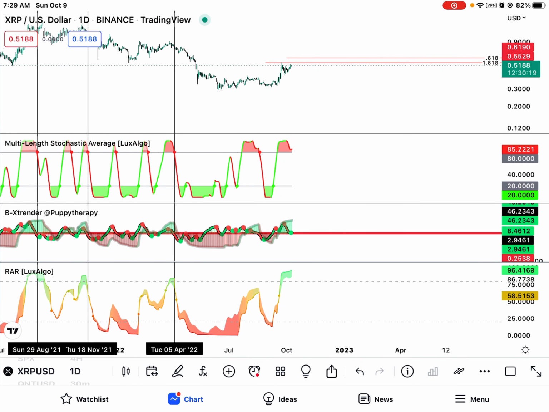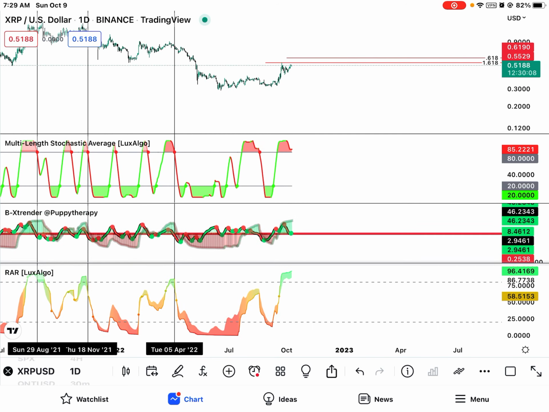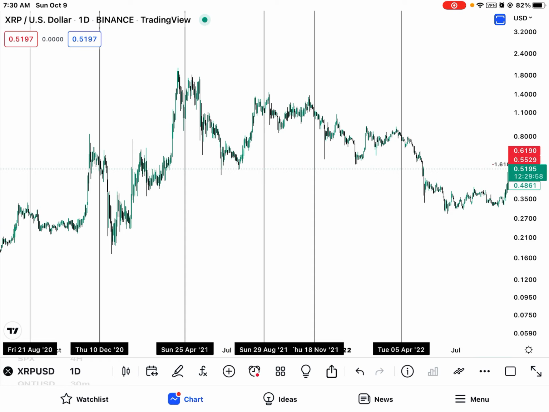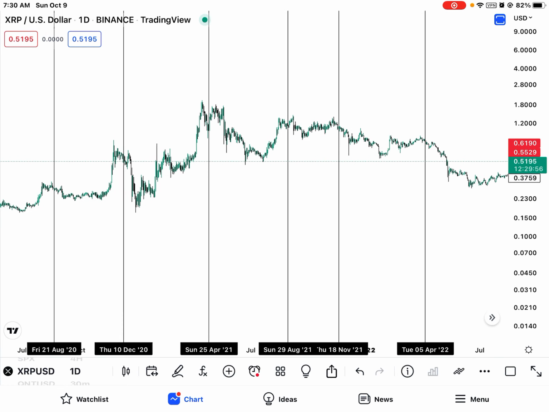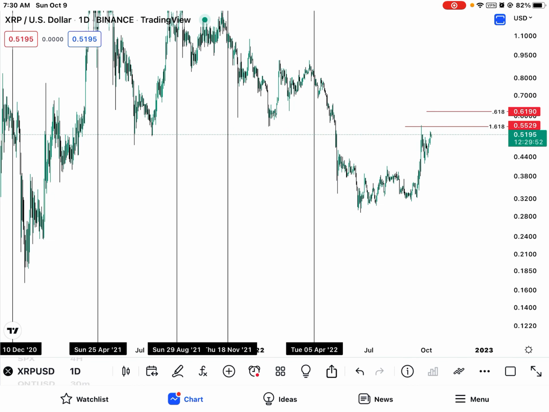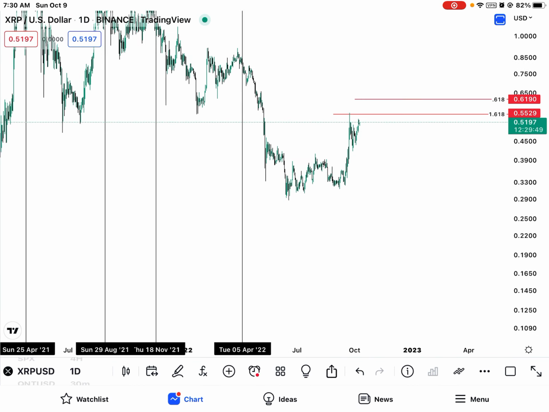And what's it doing right now? It hasn't flashed red yet, but it looks like the BX trender is touching the 0 line, the RAR, this bottom indicator right here, is oversold, and the multi-length stochastic is about to flash red. You can see that every single time we drop 45%. Now that doesn't go to say that we're going to drop, because nothing is guaranteed.